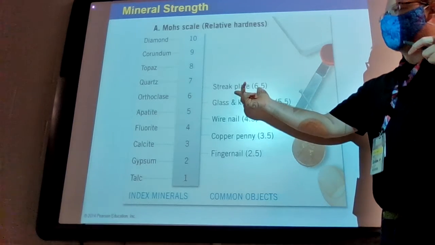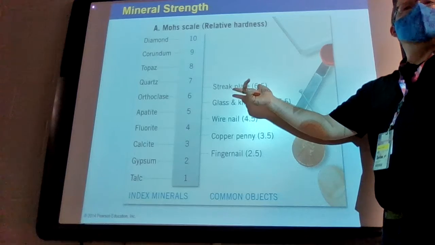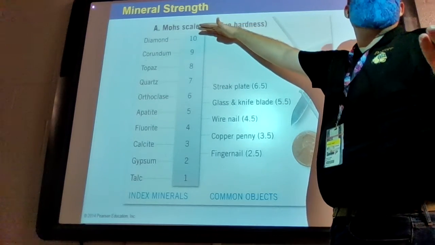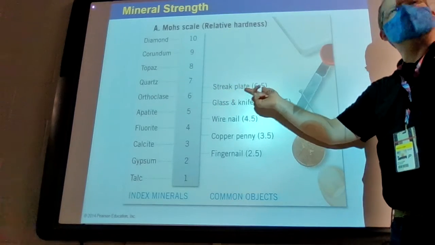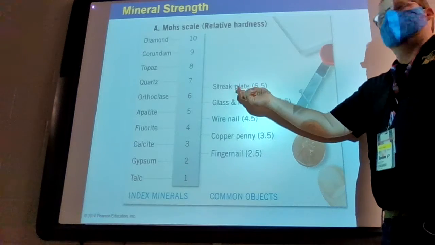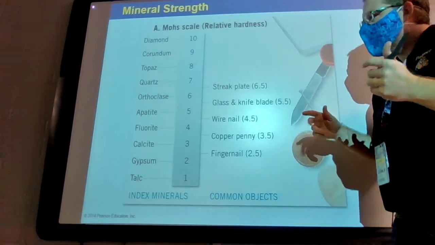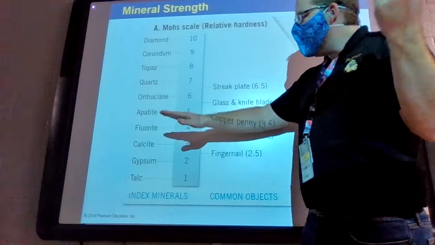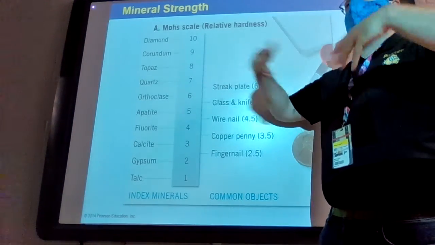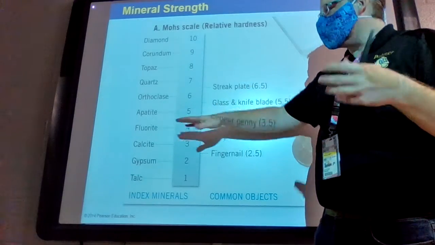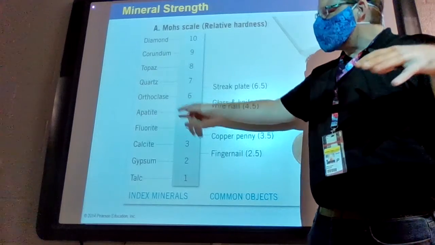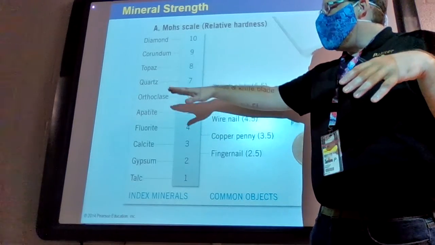And then the streak plate is 6.5. And remember I mentioned some minerals don't leave a streak. Anything above a 6.5 just isn't going to leave a streak. It's going to actually scratch the streak plate itself. And any powder that you see will be left over from the streak plate and not the mineral. So looking at the minerals, we have calcite, we have fluorite, which is associated with fluoride, which we put in our drinking water and toothpaste and stuff. Apatite, which is like a black kind of mineral, and you're starting to get hard here around 5.